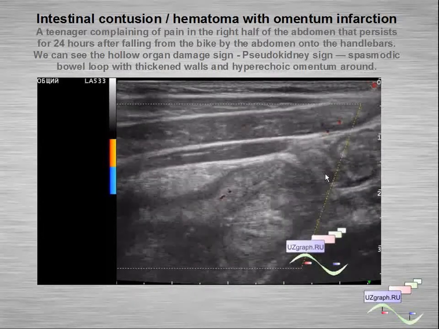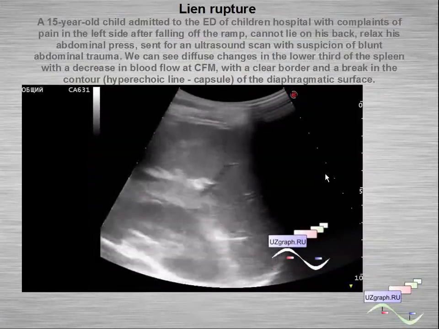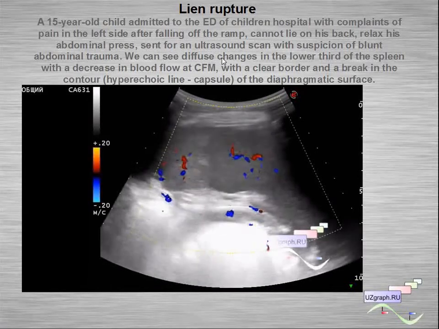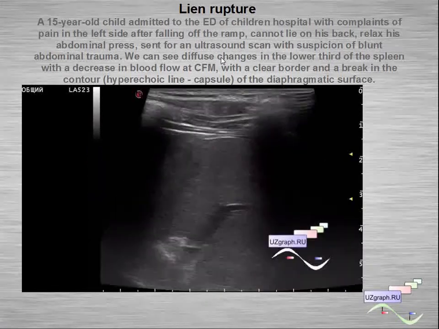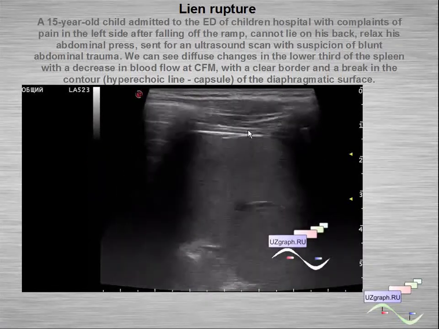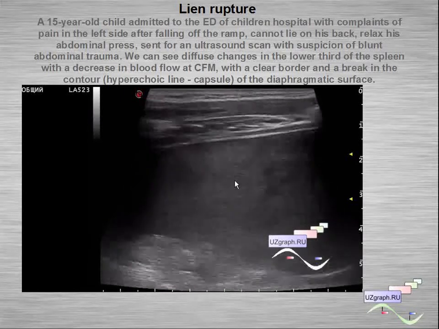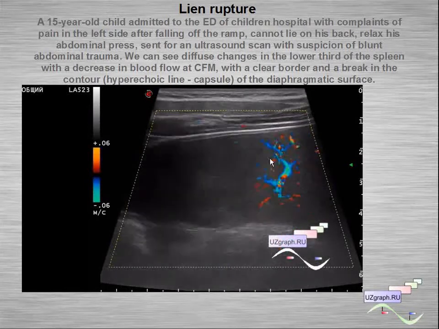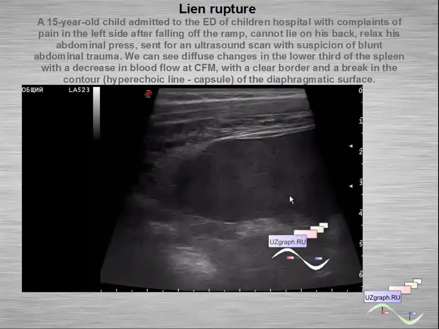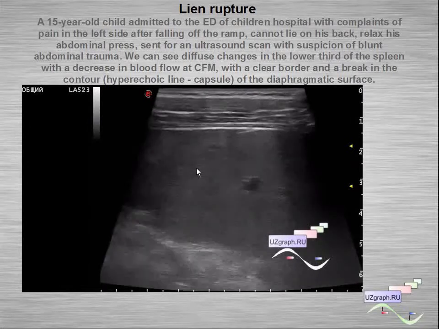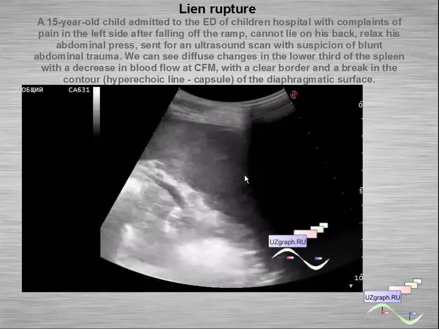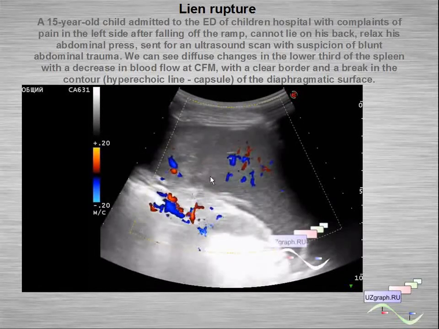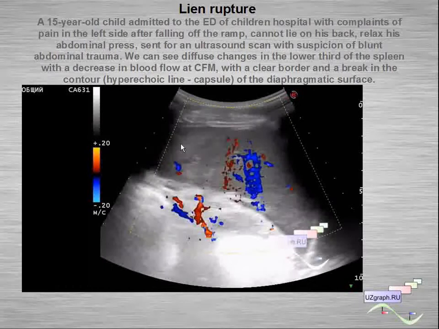Another traumatic case, a child falling off a ramp, and we can see the spleen with diffuse changes of its lower third, with the border clearly seen, and blood flow decreasing in this area.